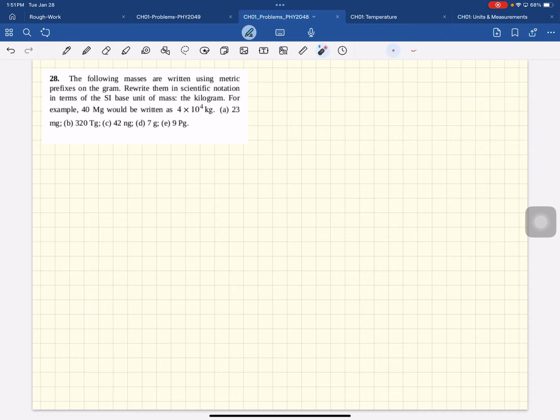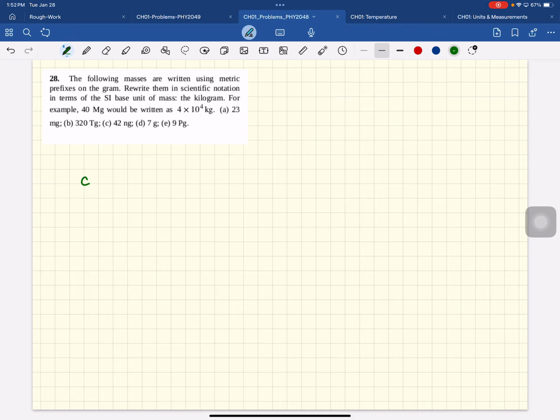Okay, so the following masses are written using metric prefixes on the gram. Okay, that's a nanogram. Rewrite them in scientific notation in terms of the SI units of mass, the kilogram. So here's one strange thing about it. It's an SI unit, and it has a prefix to it. See, the meter doesn't have a prefix to it. The second doesn't have a prefix to it, but the kilogram has a prefix to it, so kilogram, okay? But anyway, we won't worry about that.